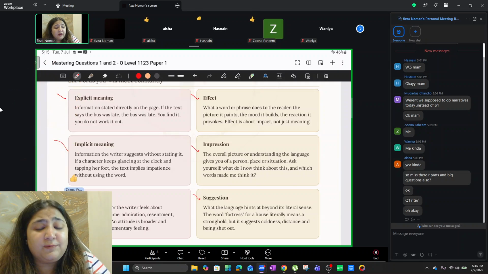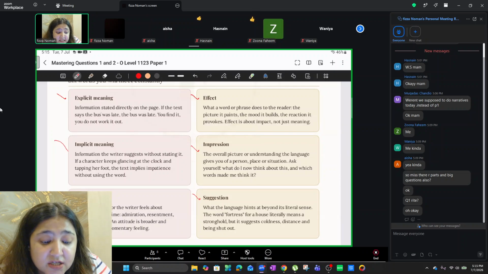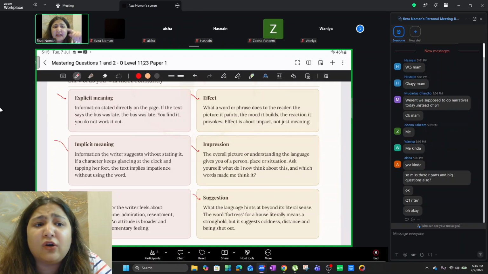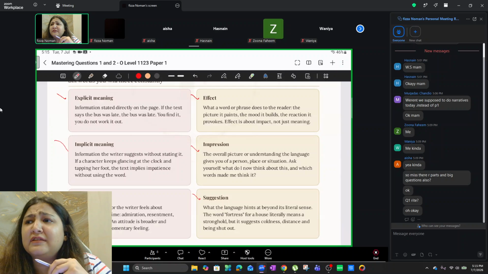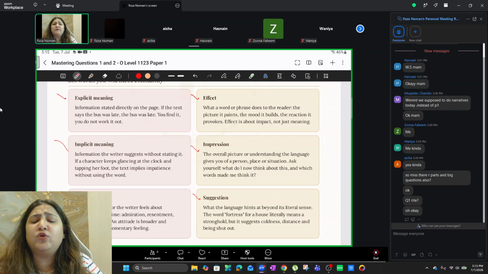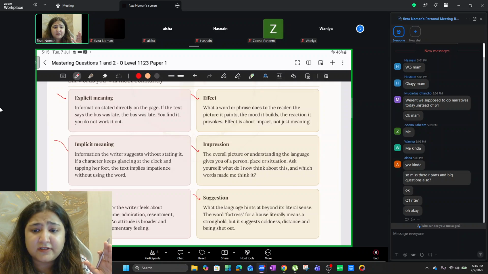Okay, so explicit meaning is pretty simple information which is stated directly on the page. If the text says the bus was late, the bus was late. You find it, you do not work it out. I cannot stress this enough. Explicit is something that we tackle in everyday life. I ask you, Hasnain, what is your age? You tell me I am 13, I am 14, voila, that's it. I'm not figuring anything out. Hasnain is not figuring anything out. Simple question, simple answer, that's it. Nothing needs to be figured out, okay?